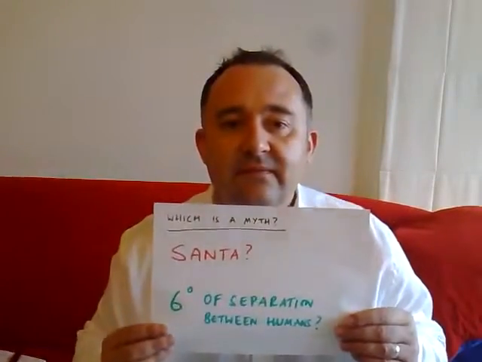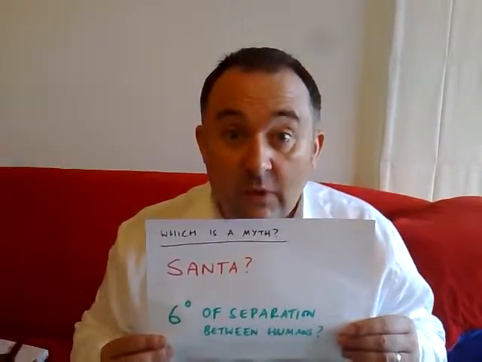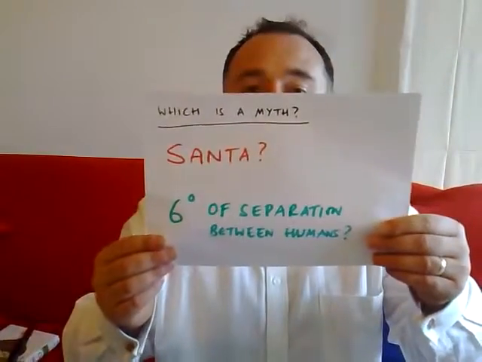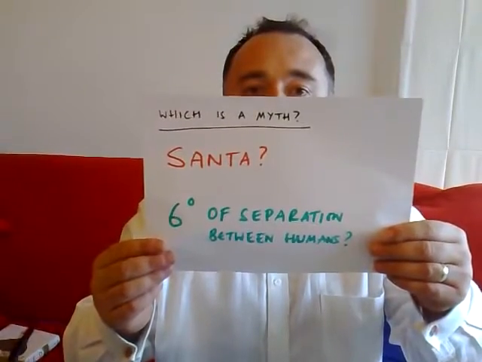Which is a myth? Santa or the idea of 6 degrees of separation? The idea that all of us are connected to any other person in a chain socially through 6 other individuals. So in my case I would be connected to someone in the Sahara Desert, or the President of the United States, or the Prime Minister of Japan, by 6 degrees of separation.